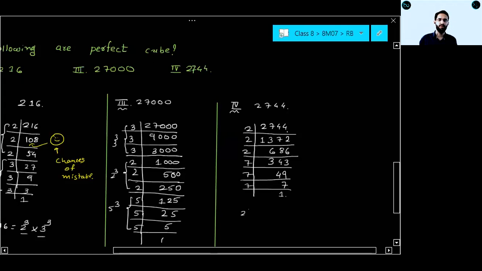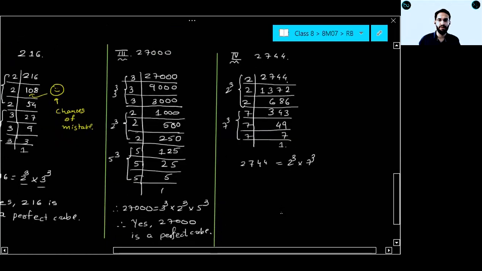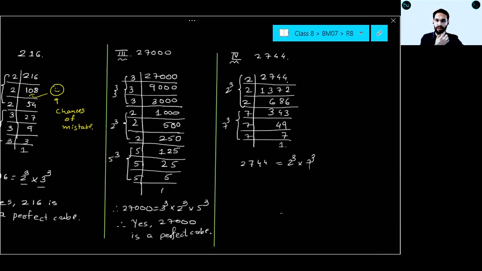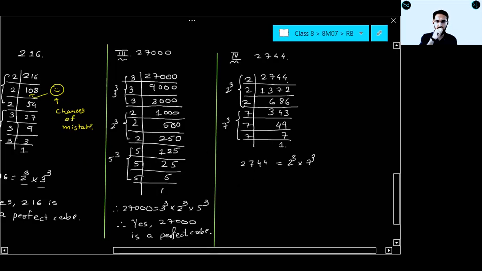Thank you. So this is your 2 cube, or not? And this is 7 cube. So can I say 2744 is equal to 2 cube into 7 cube? Now tell me, is it a perfect cube? Everyone? Yes, sir. We are not seeing cube root now, we will see that later. Now we are just discussing whether it is a perfect cube or not. Therefore, yes, 2744 is a perfect cube. So everyone got this? How to check if a given number is a perfect cube or not?